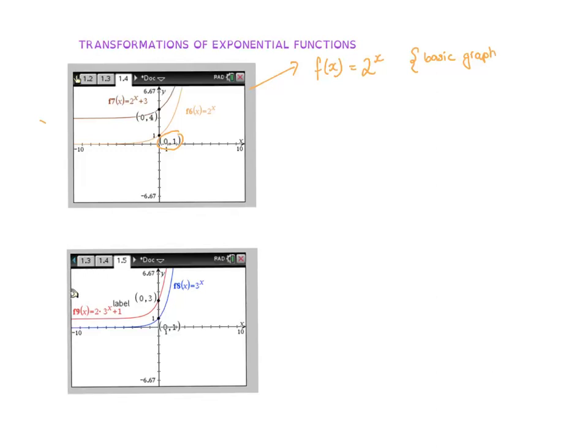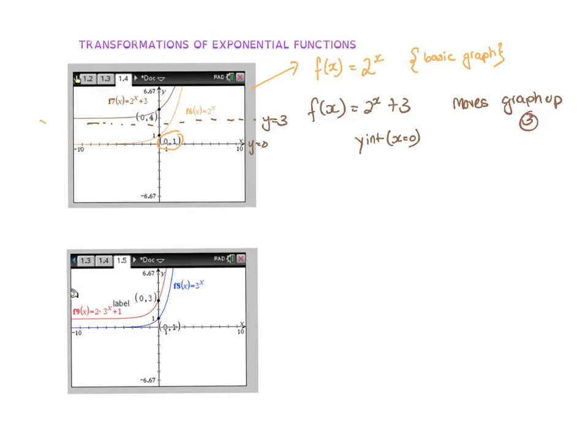There in the brown though, we've got 2 to the x plus 3. So this moves the graph up 3. That means you move your asymptote. If the asymptote was on y equals 0, it is now asymptoting on y equals 3.